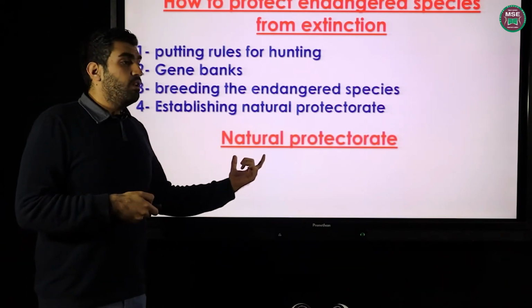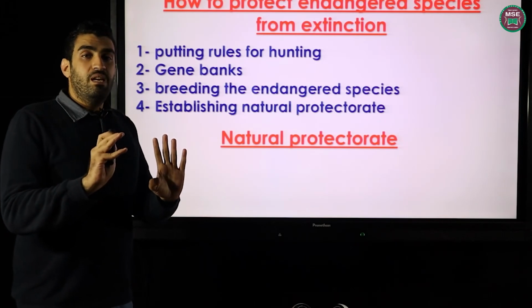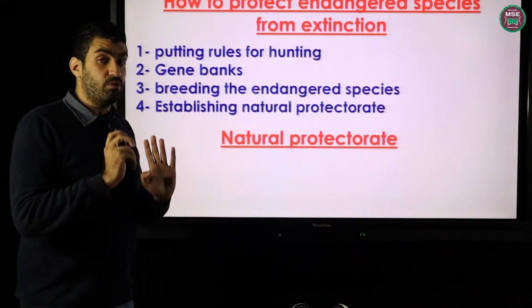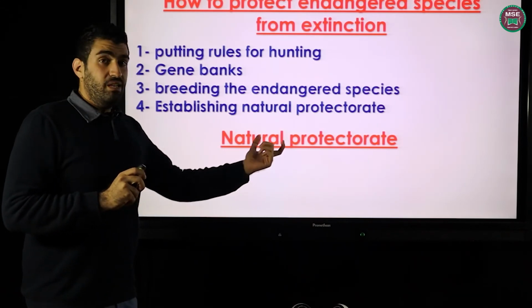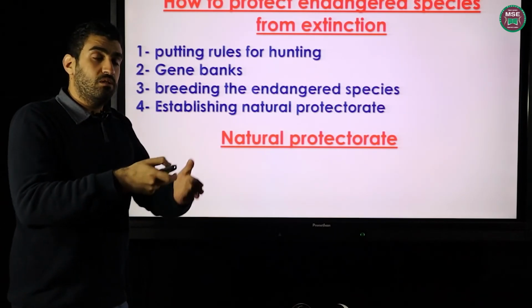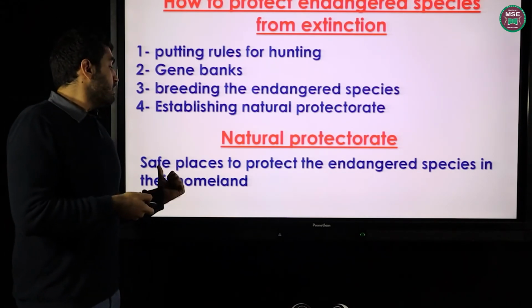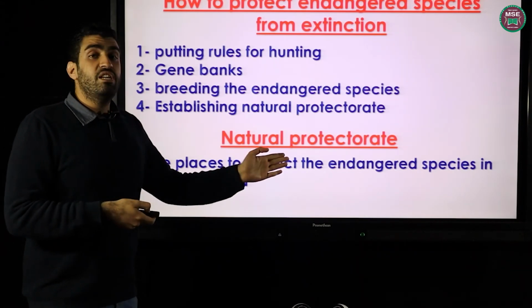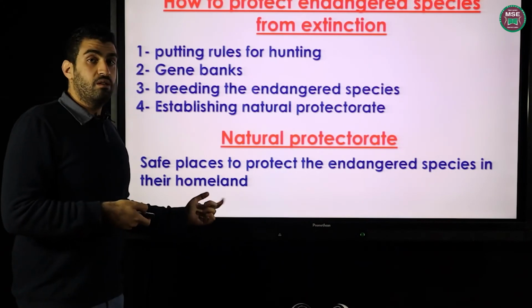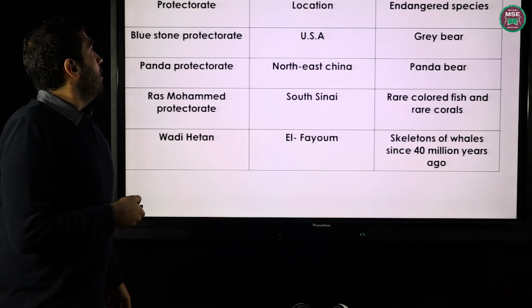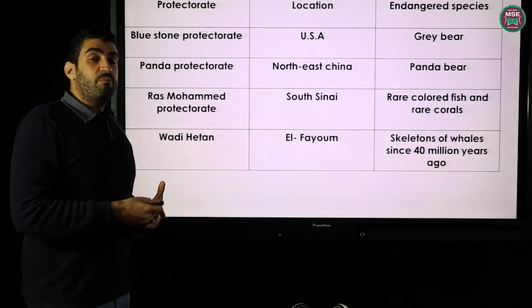What's meant by natural protectorate? Protectorate means a safe place for living organisms. Natural protectorate is to protect them in their homeland. So natural protectorate means safe places to protect the endangered species in their homeland, okay. Now I have some examples of protectorates.